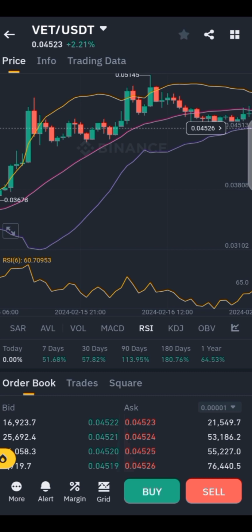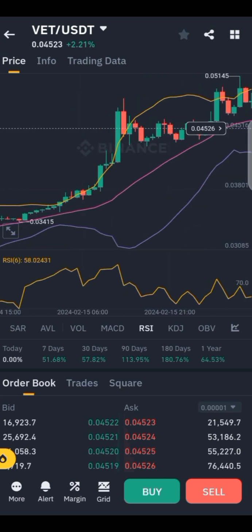What I will advise you is that anytime you engage in a trade, always set your stop loss. Because this is cryptocurrency, you cannot predict 100% of what is going to happen in the market, so you always need to set up your stop loss in every trade you carry out.